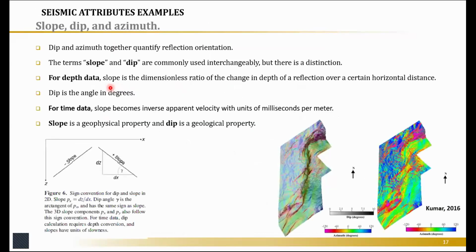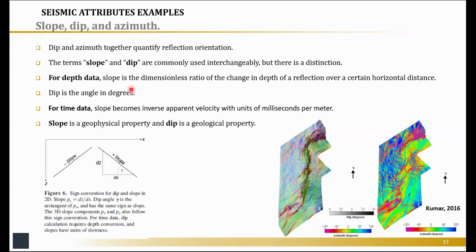So moving to some of these attributes, some examples and some definitions for them, and how we can use these attributes. Is it important? Some of these examples can show us the structural or stratigraphic features. We will start with the slope and the dip and azimuth attributes. For the dip and azimuth, you can use them together. The dip gives the reflector dipping from the horizontal, and then the azimuth gives you the dipping direction. So the azimuth is for the direction and dip for the inclination. You can use them together to quantify the reflection orientation or dimensions.